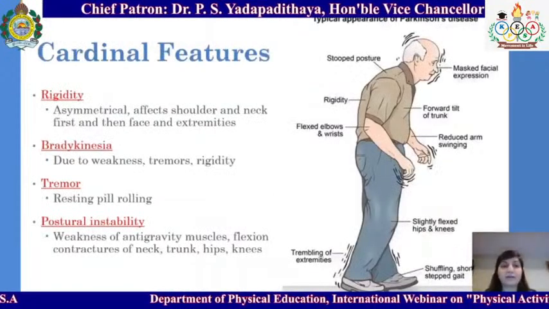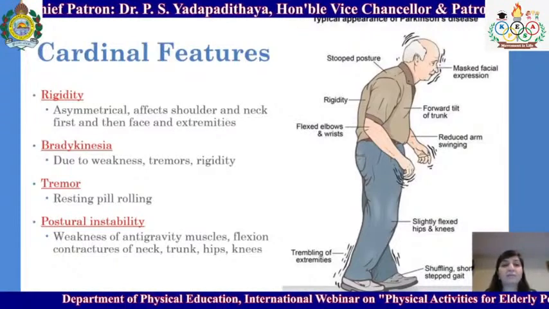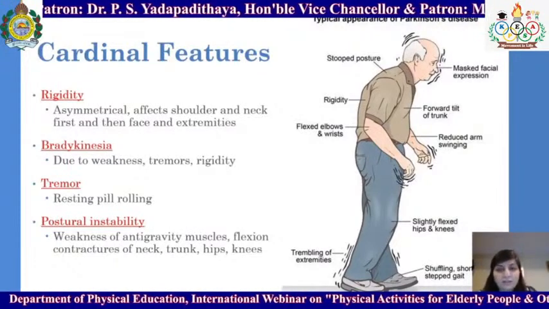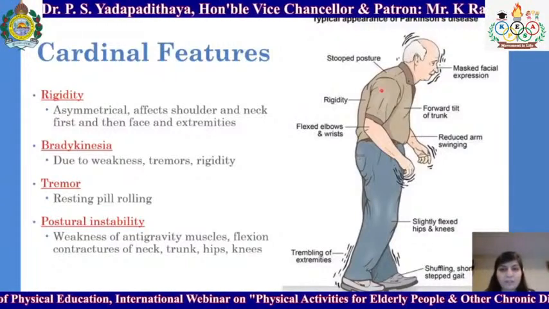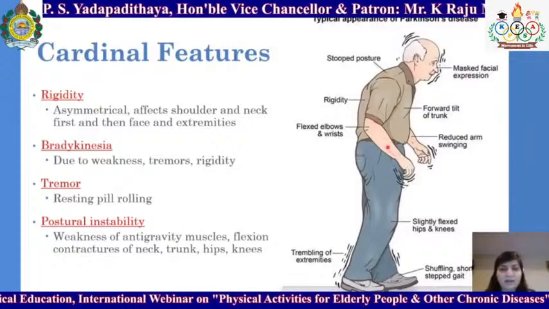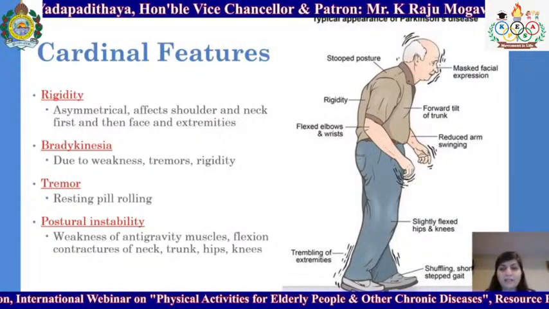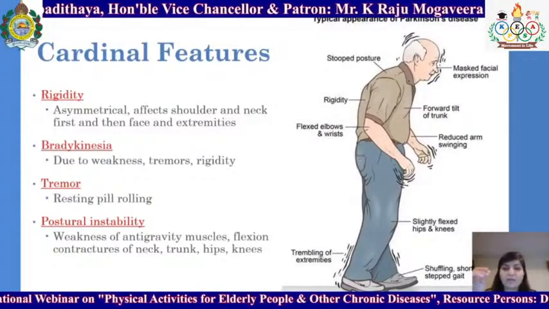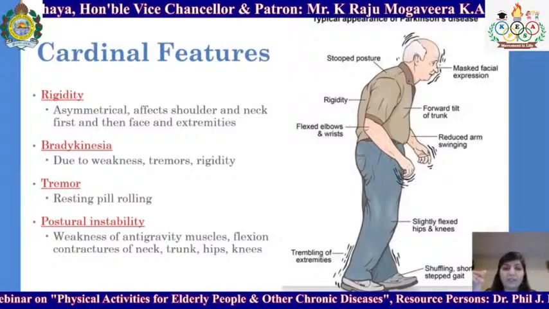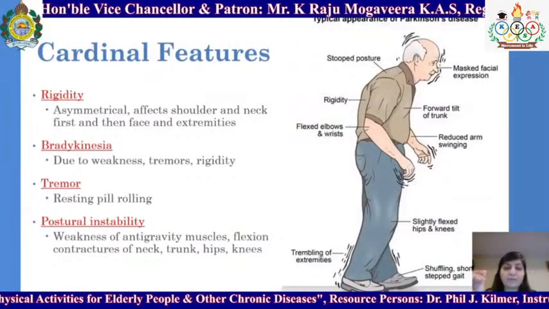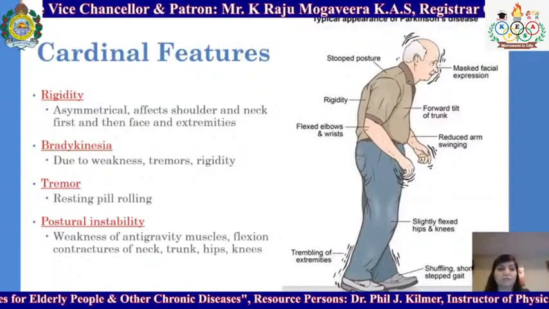This is how a typical patient of Parkinson's disease will present. They have a lot of stiffness and rigidity, with a flexed, stooped posture; their elbows are flexed and their hips are a little flexed. They can have resting tremors. While they're resting, their hands will be moving like this. These are called pill rolling resting tremors. And they are not very stable, so they can also have falls.